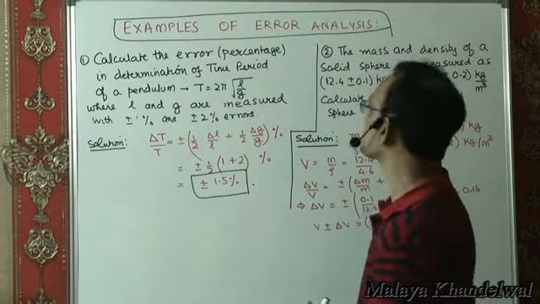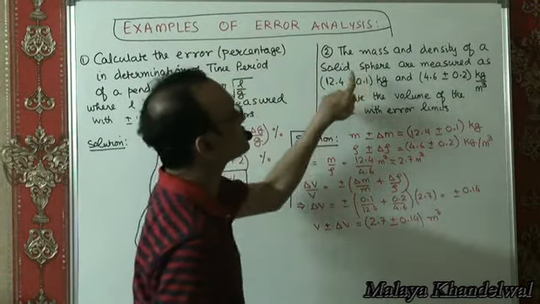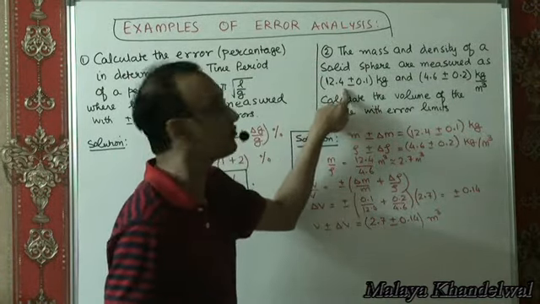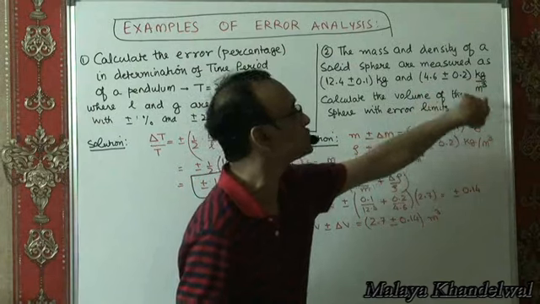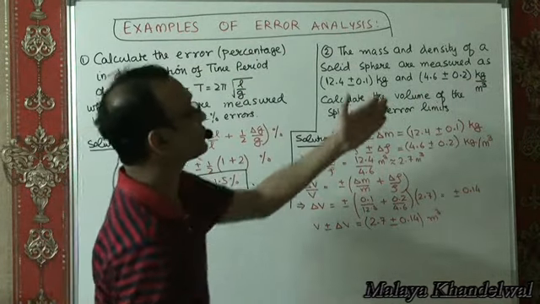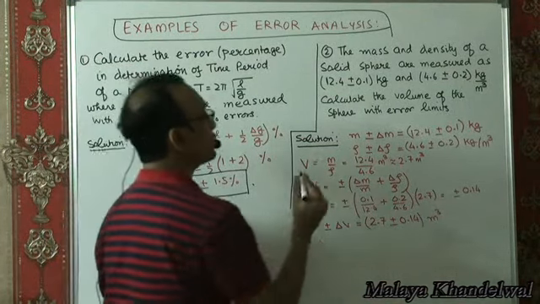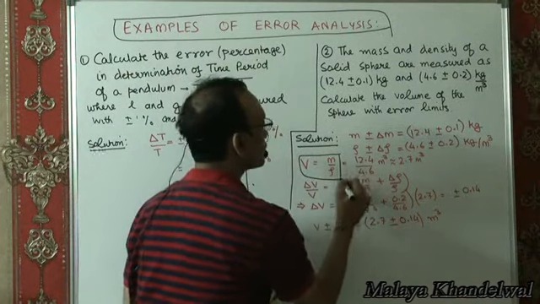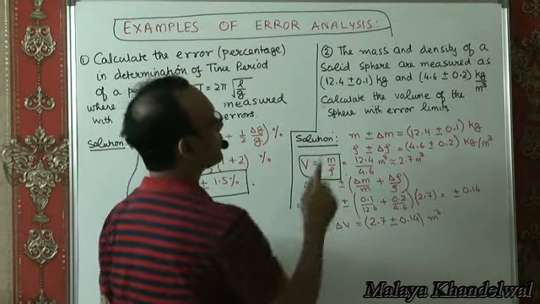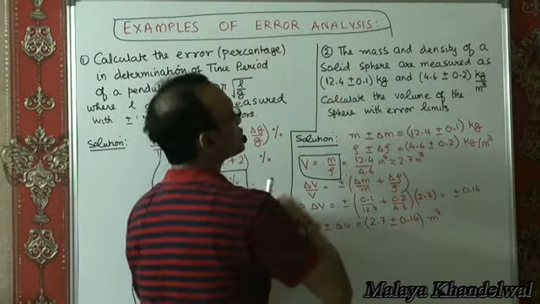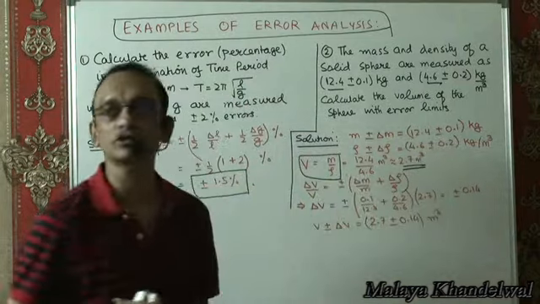This was one situation. Let me look at another situation, like the mass and density of a solid sphere measured as 12.4 plus minus 0.1 kgs and density measured as 4.6 plus minus 0.2 kilograms per cubic meter. We want to calculate the volume of the sphere with the required error limits. Volume, of course, is mass by density. So the mean volume is mass, which is 12.4, divided by density, which is 4.6, which turns out to be roughly 2.7 cubic meters.